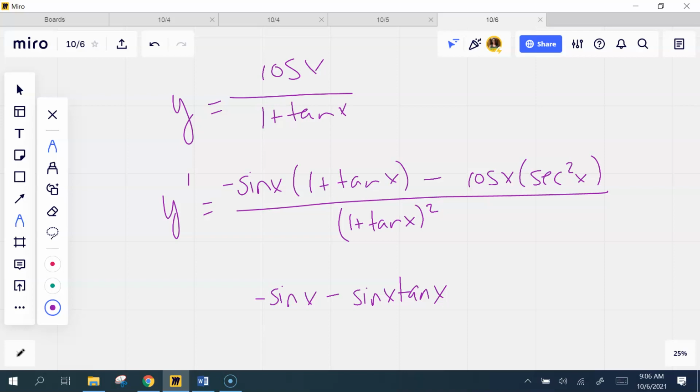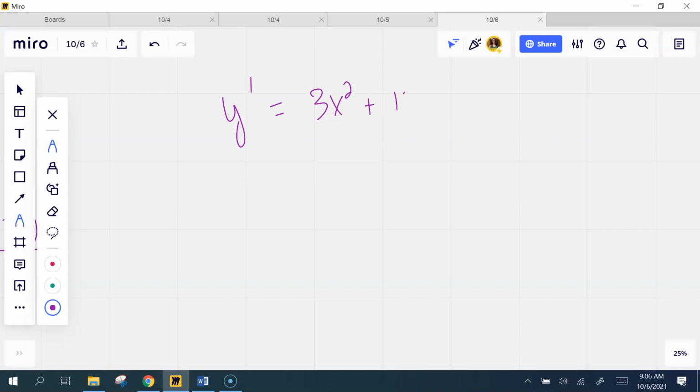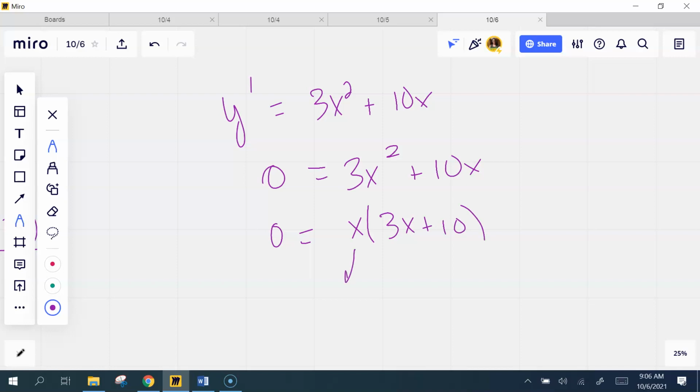Number 7. Most of you, 7 was easy. Does the curve have any horizontal tangents? Yes, it does. Horizontal tangents happen when the derivative, 3x squared plus 10x, equals 0. So the big question here is, when does that happen? Again, you didn't have a calculator, so I'm going to take out an x. I'm left with 3x plus 10, and I'm going to just put each one to 0. So it happens at 0, and it happens at negative 10/3.